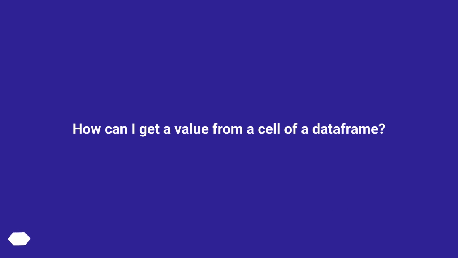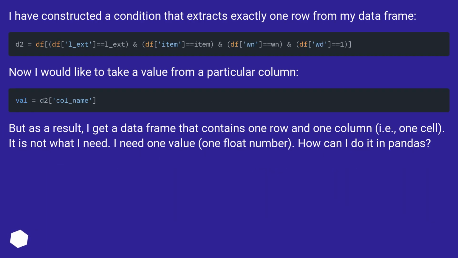How can I get a value from a cell of a data frame? I have constructed a condition that extracts exactly one row from my data frame. Now I would like to take a value from a particular column. But as a result, I get a data frame that contains one row and one column, i.e., one cell. It is not what I need. I need one value, one float number. How can I do it in pandas?